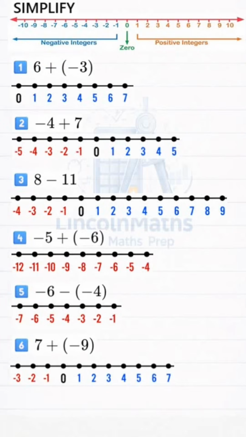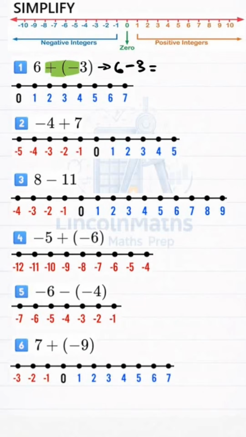So if we're looking at number 1, where we have 6 plus negative 3. Alright, so in this case, when we have a positive and a negative next to each other in this way, the positive and negative will be converted to a negative. So this can be changed to 6 minus 3 equals.